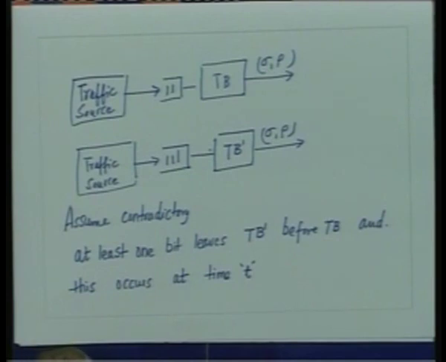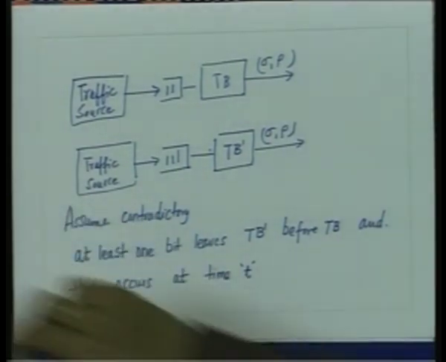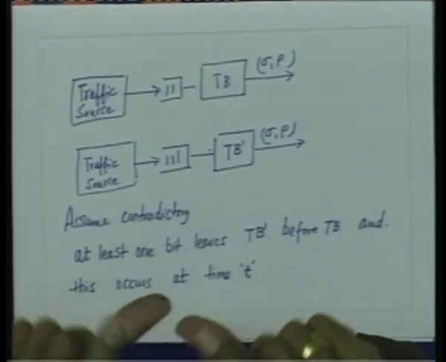So at time t, the situation is something like this: we have the traffic source, and this traffic source is being regulated by a token bucket regulator. The same traffic source, in another situation, is regulated by another FIFO controller. Both of them are generating rho sigma constrained traffic only. Now assume that one bit leaves our other FIFO controller earlier than it leaves the token bucket regulator, and let us say that this happens for the first time at time t.